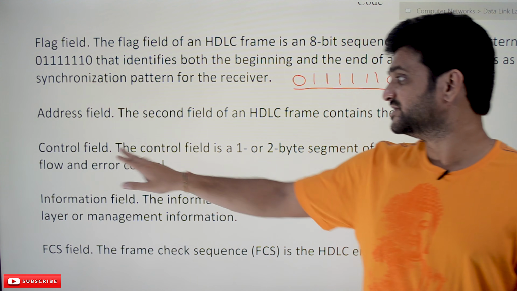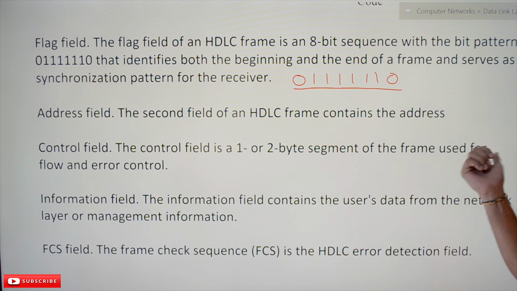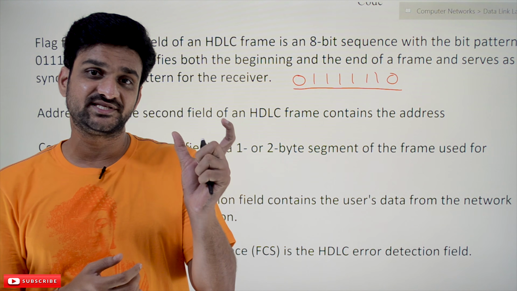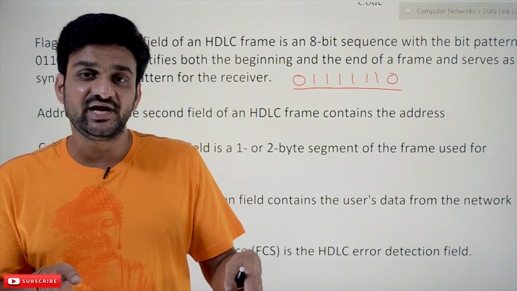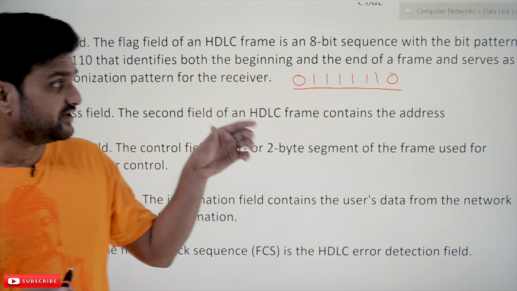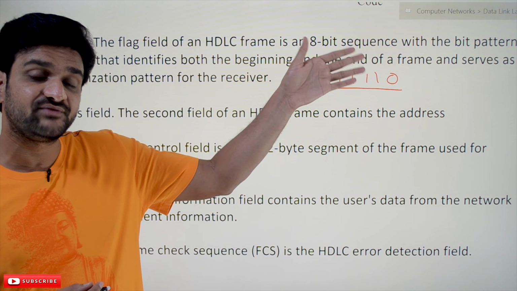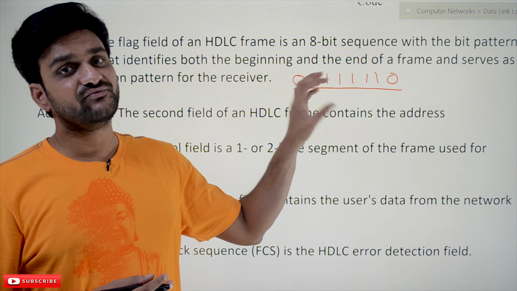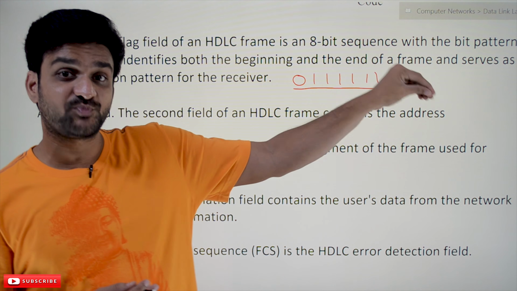Next one is the control field. The control field is a 1 or 2 byte segment of the frame used for flow and error control. It may be 1 byte or 2 bytes of space allocated for the control field. In our course we are going to understand the 1 byte control field. We will clearly understand every bit of the control field as and when we discuss the frames. The control field is a very important field to understand, so we will explain each and every bit of the control field in detail in the corresponding video.